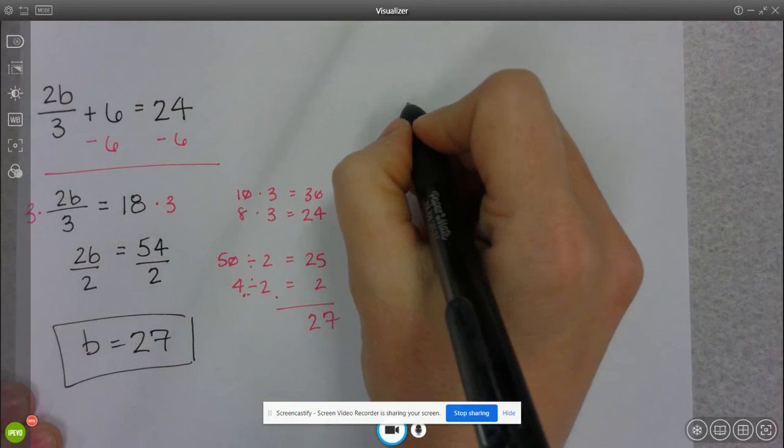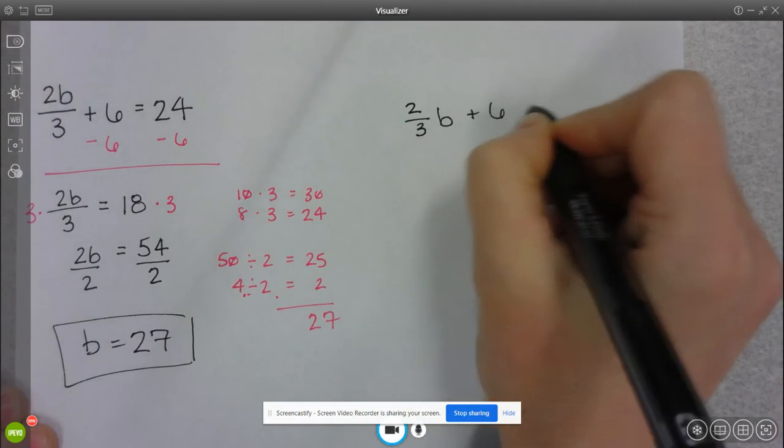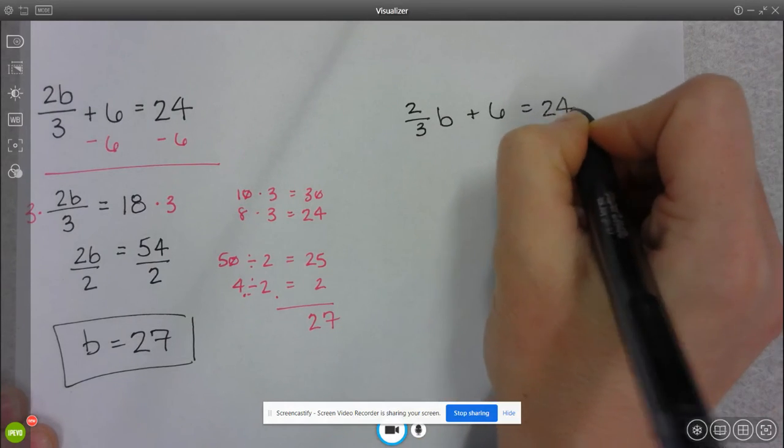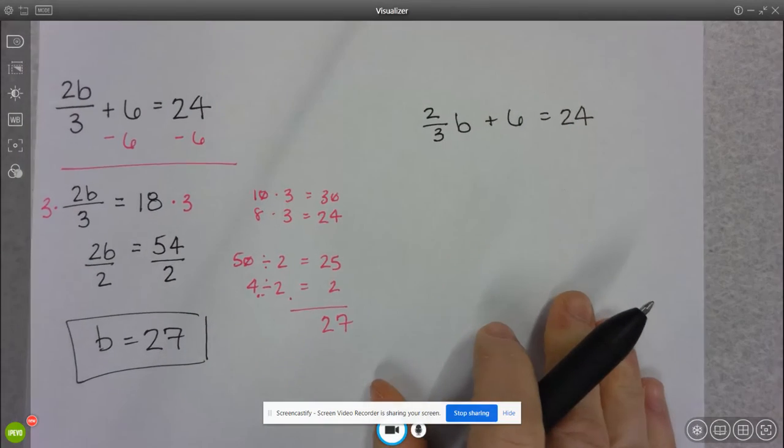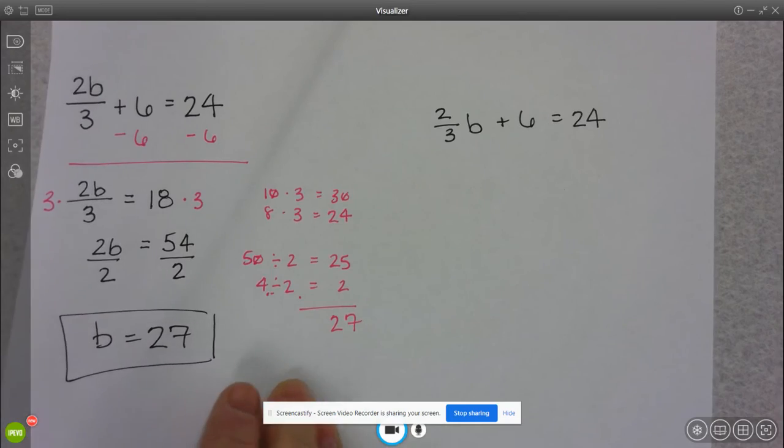Now, if you did rewrite this as 2/3 b plus 6 equals 24, it would be exactly like the last problem we did. You would also be able to multiply by the reciprocal. It would be absolutely fine. It would not change your answer in any way, shape, or form. You would still end up getting 27.